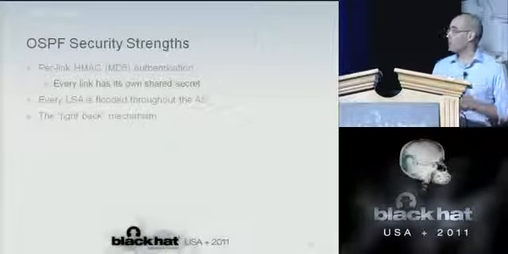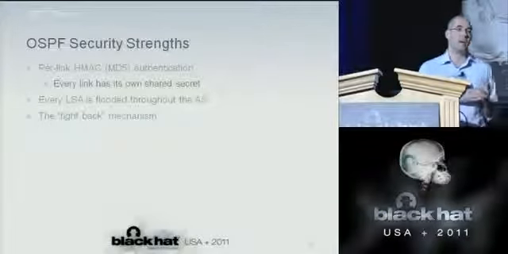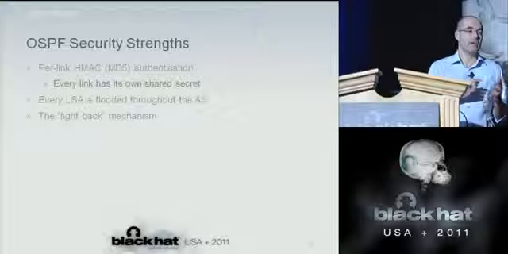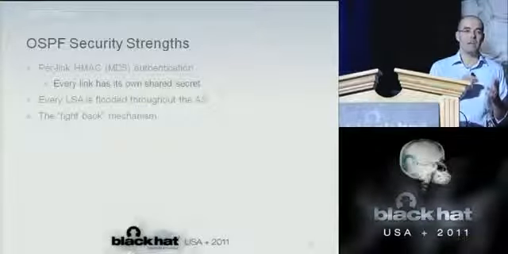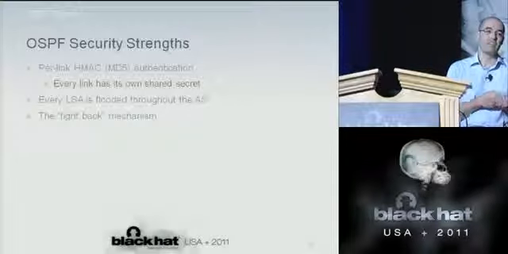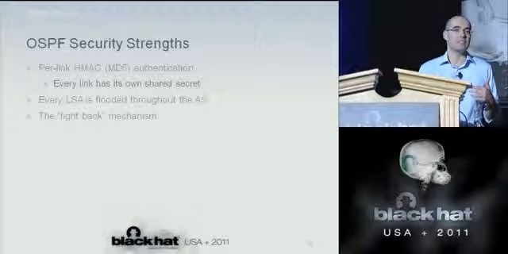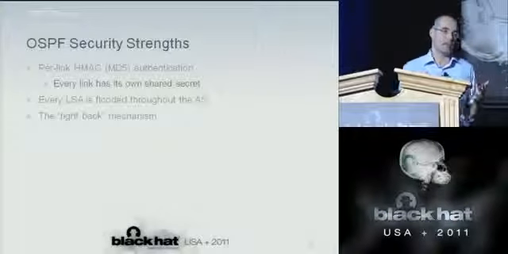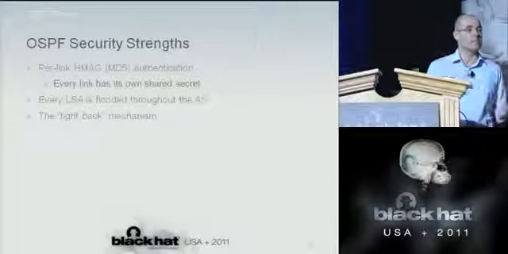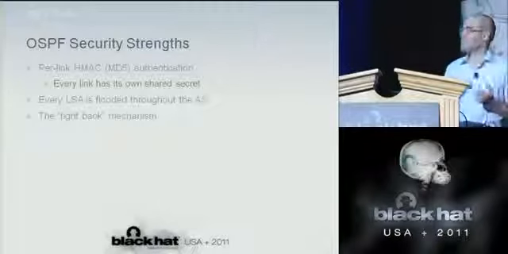The third strength is the fightback mechanism I mentioned earlier. If a router receives an LSA that is its own and it sees that it is falsified, it will immediately send out a fightback LSA, which means a correcting LSA with the right content, with a higher sequence number, and this cancels out the false LSA.